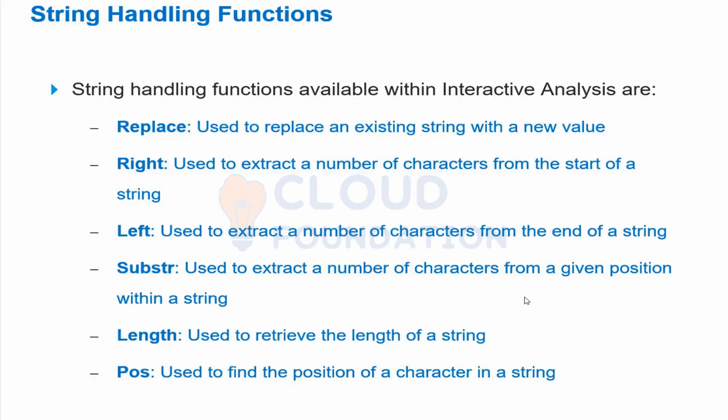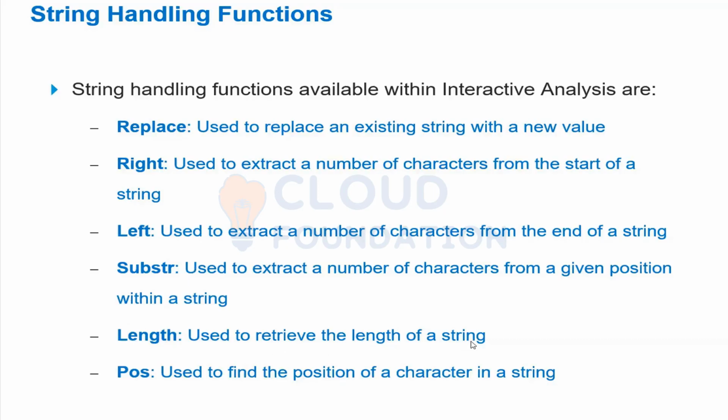If you want to extract some number of characters from a given position, like from position 3, we need 5 characters from a particular string. Like if you see CloudFoundation, if you want to extract the 4th to 8th character, in that scenario, we have to use substring. But if you want to extract only the first 5 characters, that is Cloud, then we can use left. If you want the last 8 or 9 characters, Foundation, we have to use right.